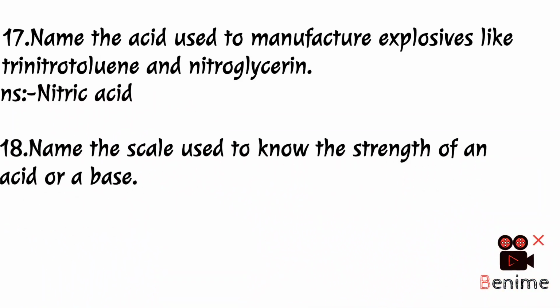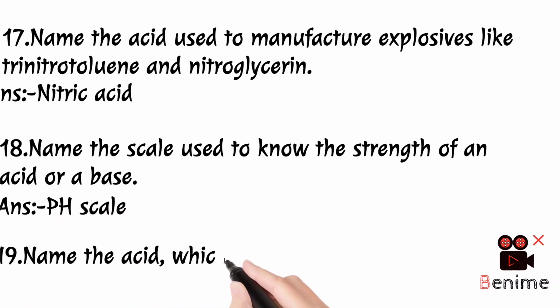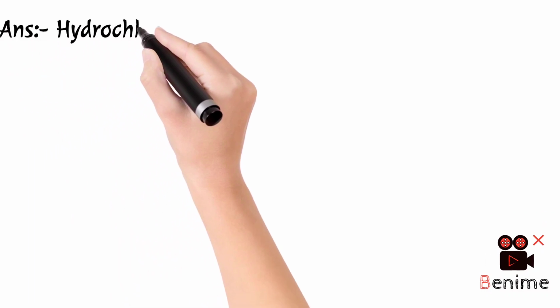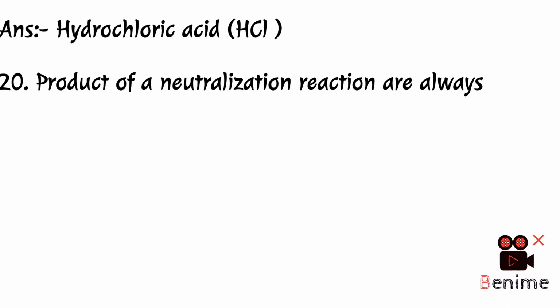Question number 18. Name the scale used to know the strength of an acid or a base. It's the pH scale. Question number 19. Name the acid which is used in the purification of common salt and manufacturing of paints and detergents. It's hydrochloric acid, HCl, which is also used in cleaning of sanitary ware. It is also an example of mineral acid. Question number 20. Products of neutralization reactions are always salt and water, along with the evolution of heat.